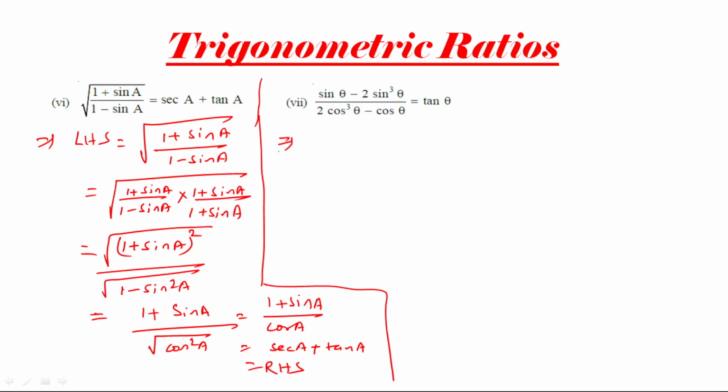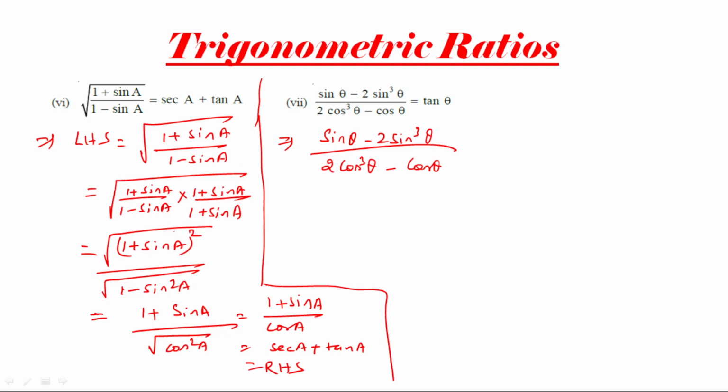Next one, 7th one, (sine theta minus 2 sine cube theta) divided by (2 cos cube theta minus cos theta). We have to prove it as tan theta.